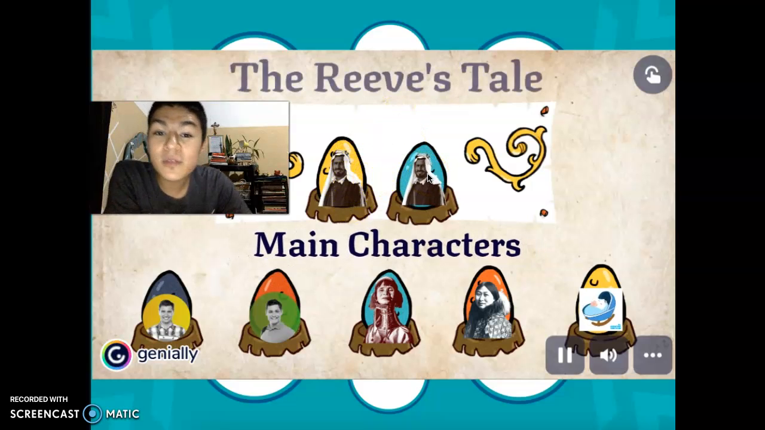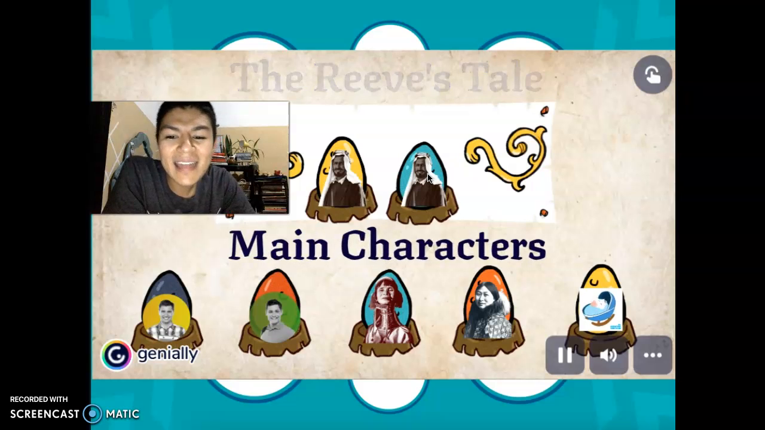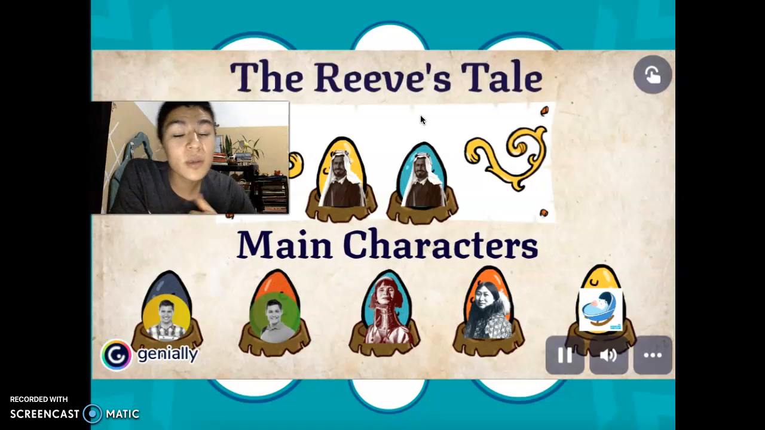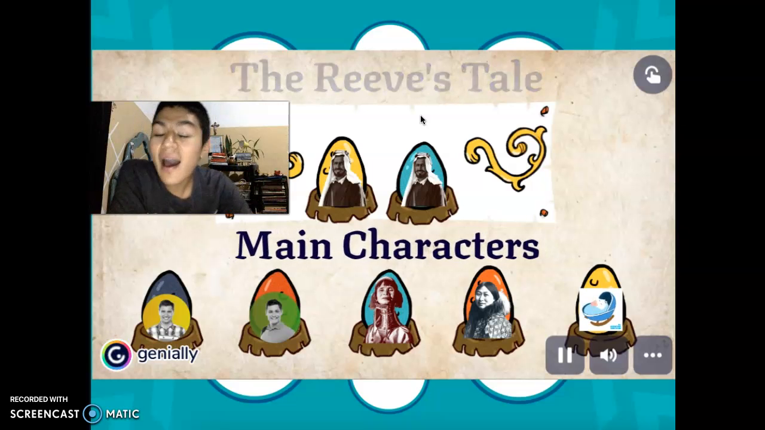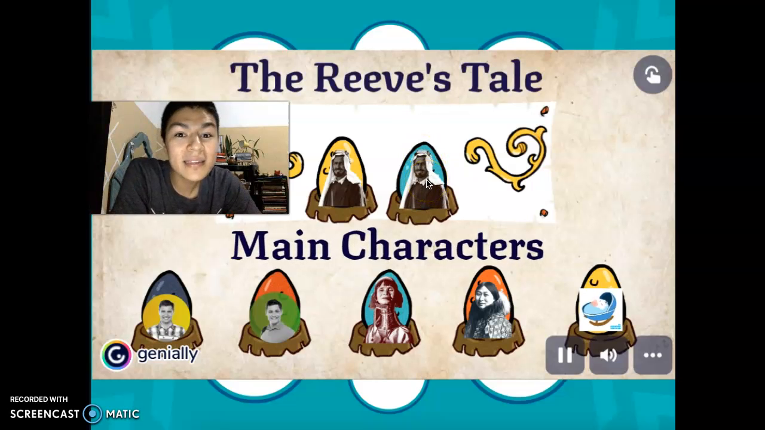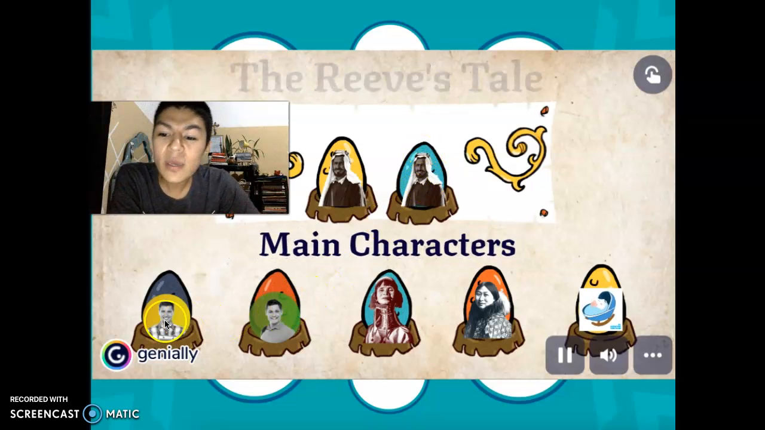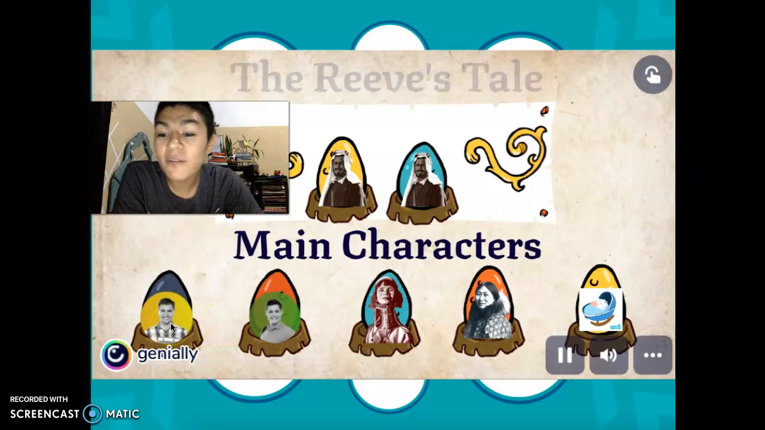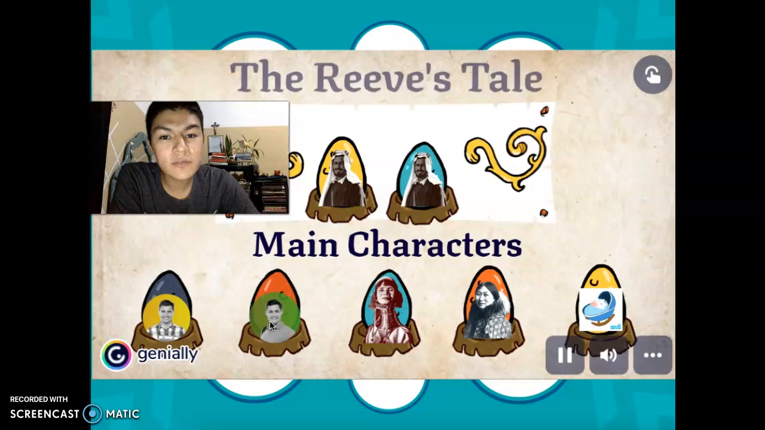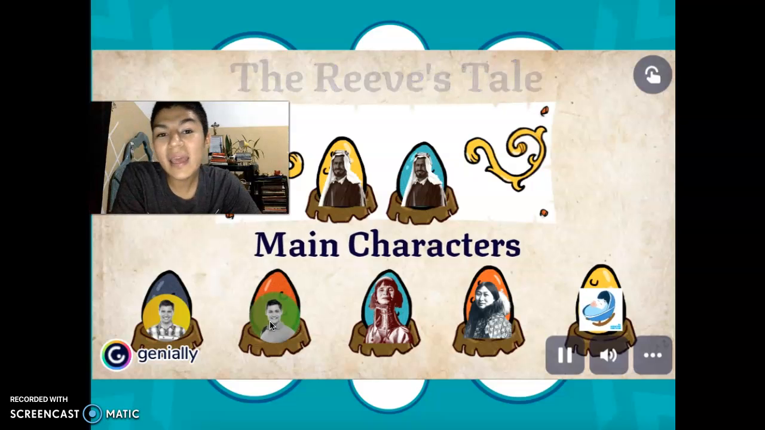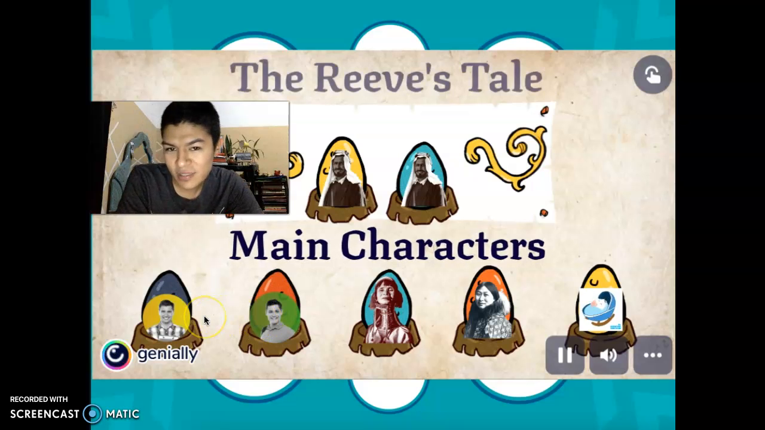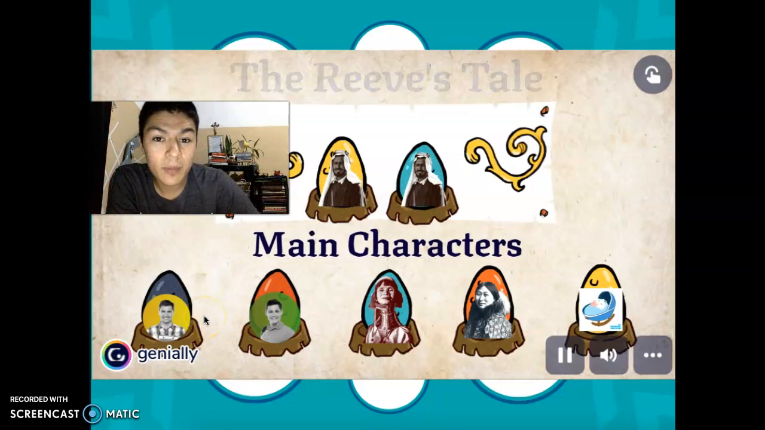Then we have the famous miller, Simkin. This is the type of man that everywhere he goes, he's looking for a fight. That is not the type of man that you would like to have as a friend. That is the miller's attitude. Then we have the two scholars, John and Alan. These are scholars from the clerk, and their mission is to be sent in order to discover all the actions that the miller is performing.